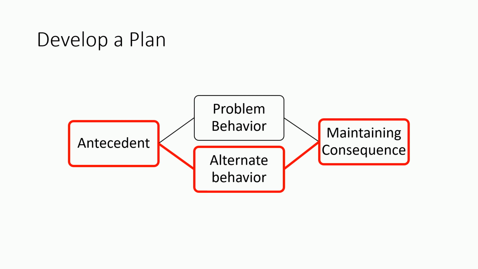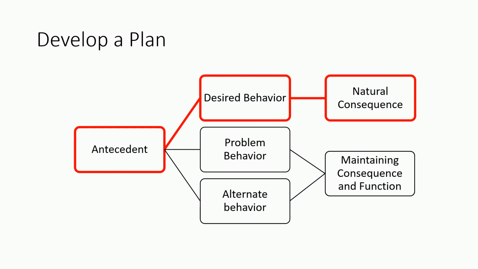So we want to teach the individual something they could do instead of the problem behavior to get at that same consequence. So for example, if it's that the individual is alone and they engage in some challenging behavior to get attention, instead what we might do is we might have the antecedent of the individual being alone, but instead the alternative behavior that we decide to teach is maybe raising their hand to get attention. And so that new behavior is also going to get the same consequence of getting attention.